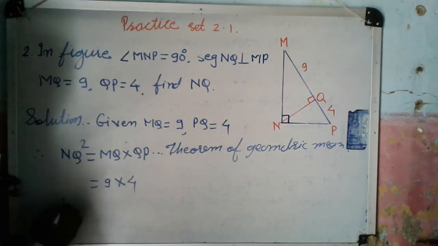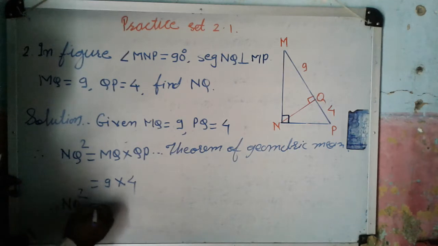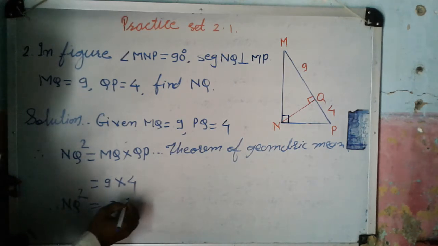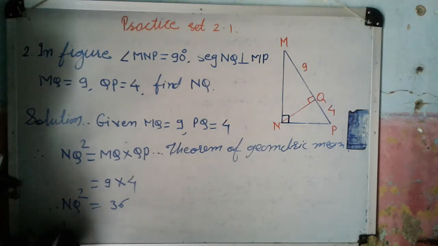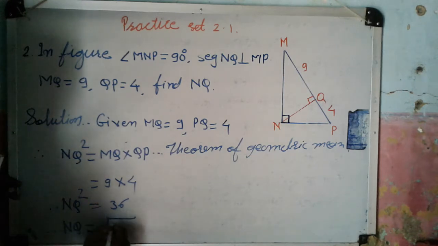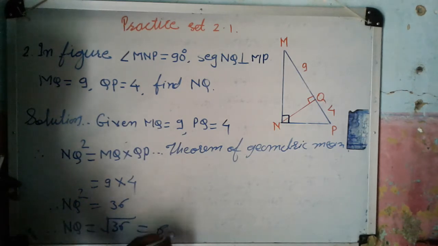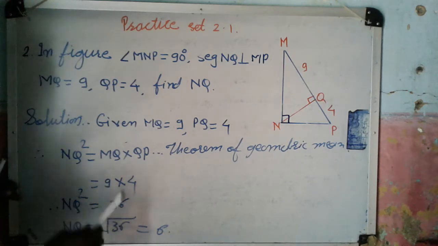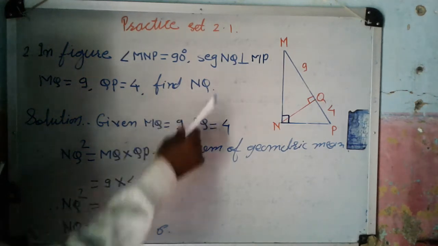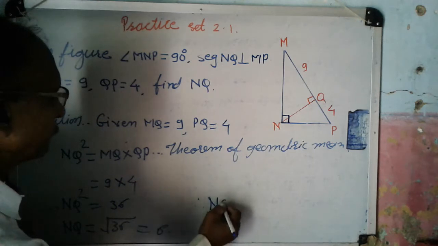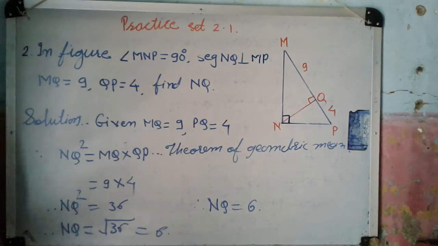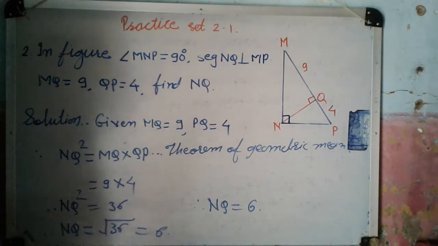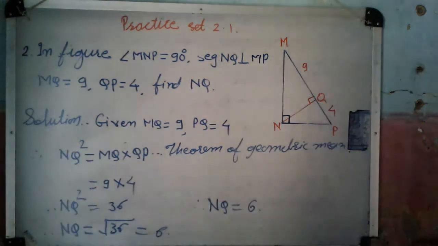And therefore NQ square is equal to 9 fours are 36. Now take square root of both the sides, we get NQ is equal to root 36, that is equal to 6. So our answer is NQ is equal to 6. This is our answer. Now we will solve the next example.